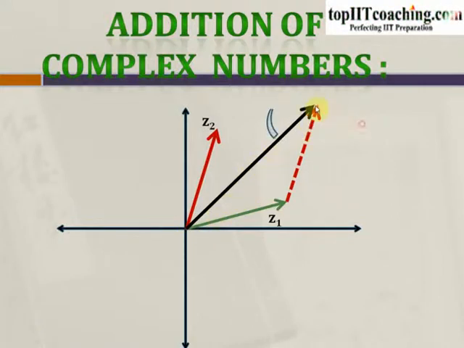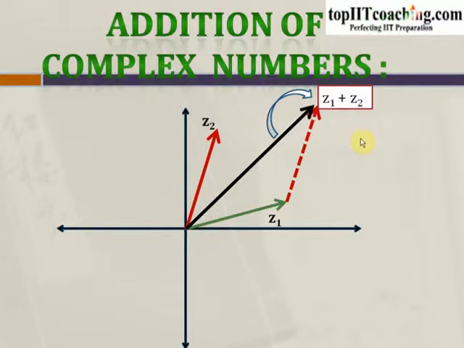Now this very point or this very line represents z1 plus z2. So the addition of two complex numbers z1 and z2 is done by this procedure. We draw z1 and we draw a line that is parallel to z2 from the end point of z1, and we join this point with the origin. Thus this very point represents z1 plus z2.